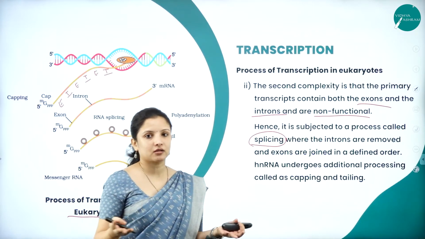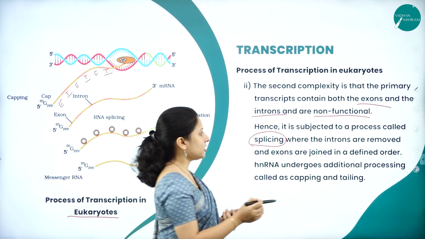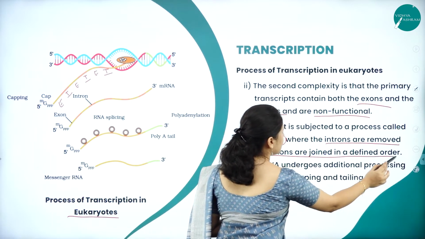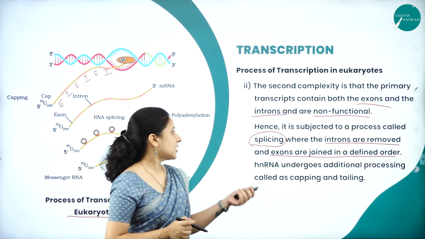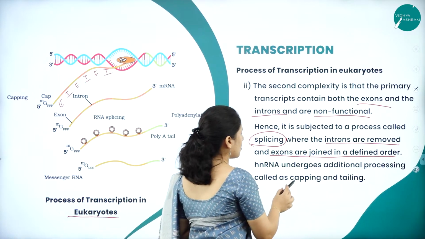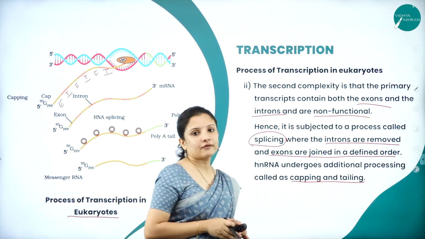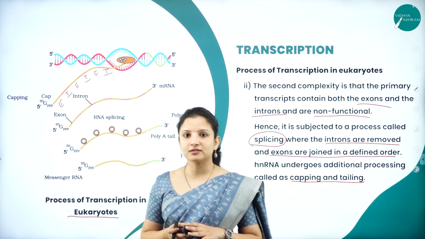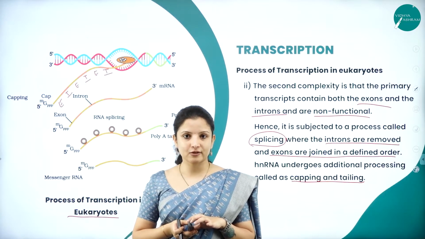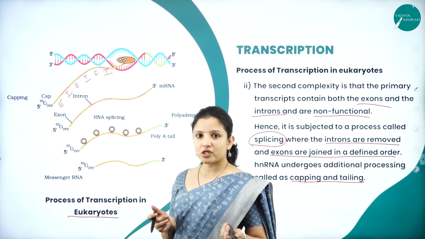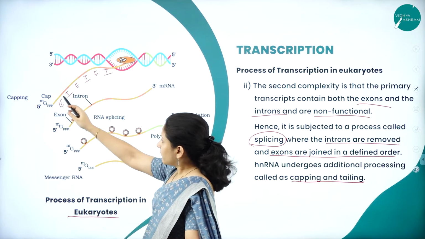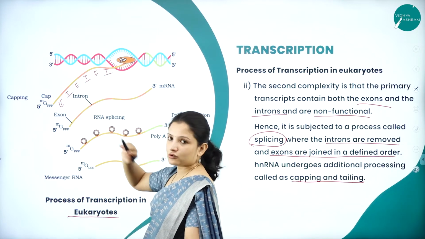Splicing means to cut and to remove something, wherein introns are removed and exons are joined in a definite order, and the heterogeneous RNA undergoes additional processing called capping and tailing. So now you understood what heterogeneous RNA is, because RNA polymerase 3 helps in the formation of a heterogeneous RNA. Why is it heterogeneous? Because it has two types of genes. One is coding, the other one is non-coding.